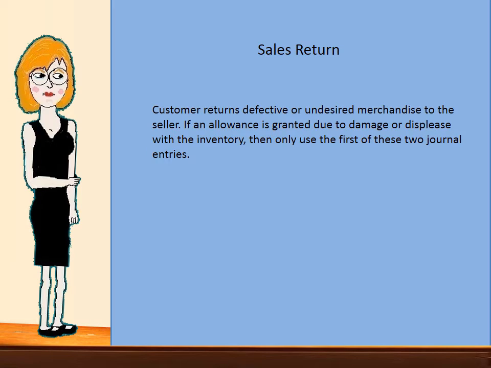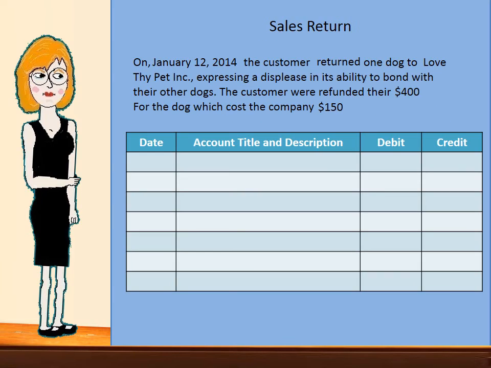Okay, sales returns. If customers return defective or undesired merchandise to the seller and an allowance is granted due to the damage or displeasure with the inventory, then only use the first of these two journal entries. Otherwise, if merchandise is returned, please use both journal entries. Now let's talk about sales returns.